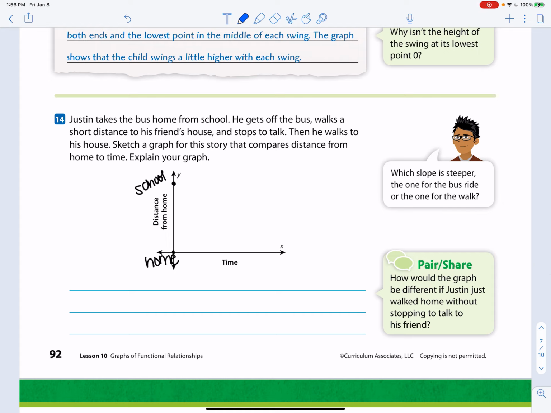He gets off the bus, walks a short distance to his friend's house, and stops to talk. Then he walks to his house. Sketch a graph for this story that compares distance from home to time and explain your graph.